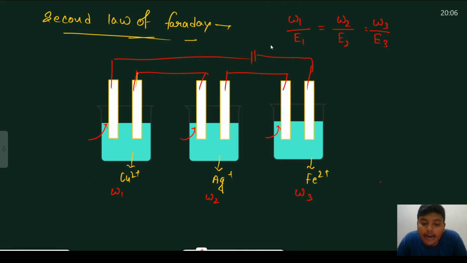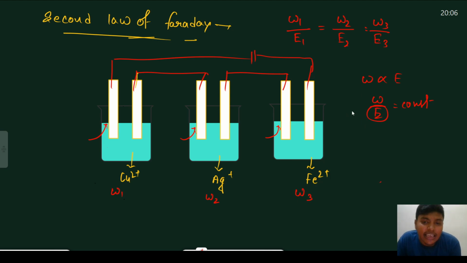So what is the second law of Faraday? It says that when the same quantity of electricity is passed through different electrolytes connected in series, the weights of different substances liberated at the electrodes are directly proportional to their equivalent weights. The simple thing: W is directly proportional to E, or W by E equals a constant. Understood? Yes or no?